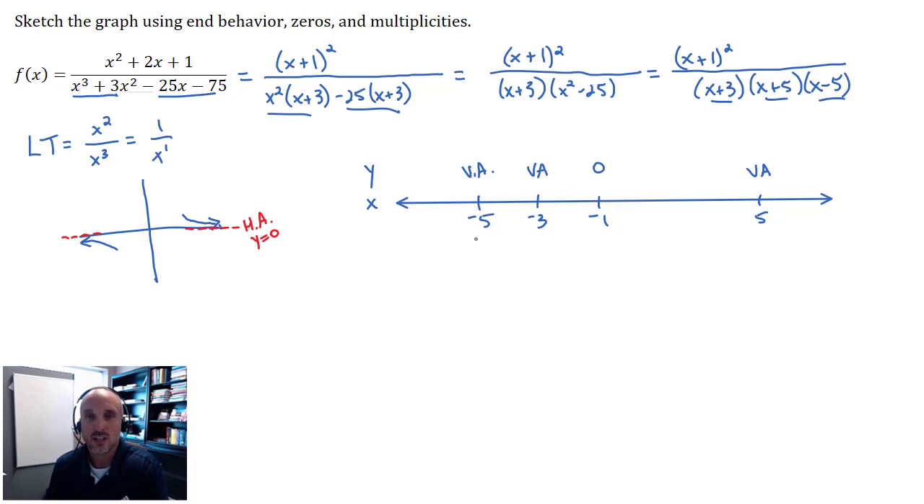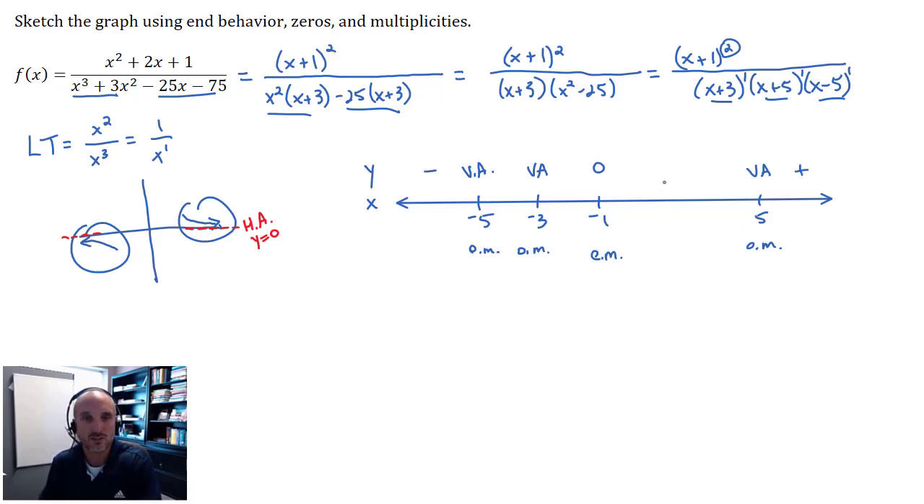And so also we need our multiplicities. Negative 1 is the only guy with an even multiplicity, and the other 3 have a multiplicity of 1, so they're all odd multiplicities. And now we can use our end behavior, start getting signs. The left end of our graph is below the x-axis, and the right end of our graph is above the x-axis, so we get negative and positive outputs respectively.